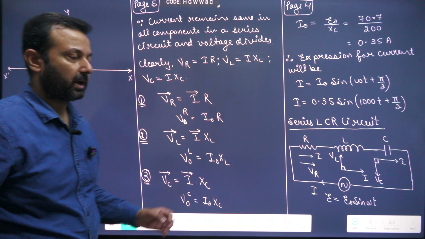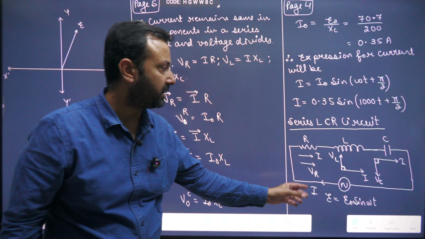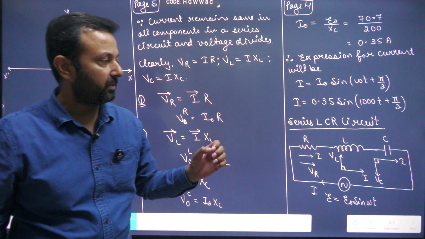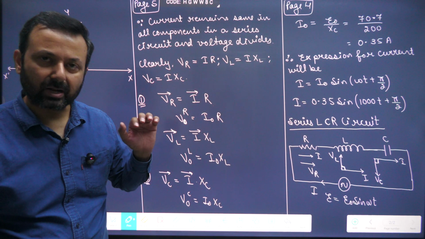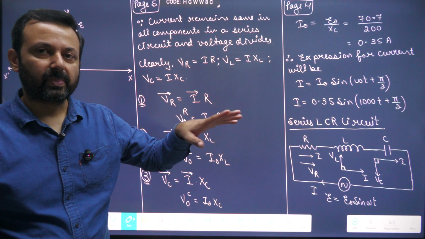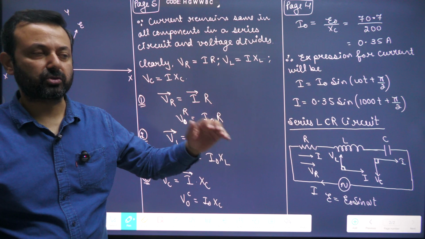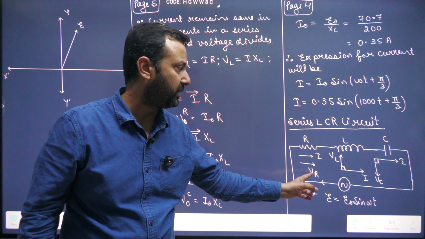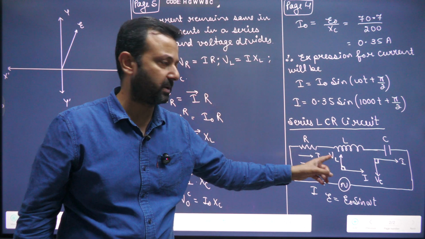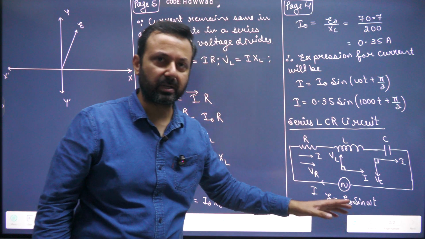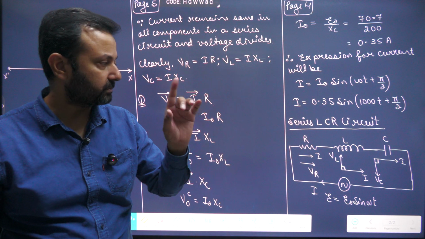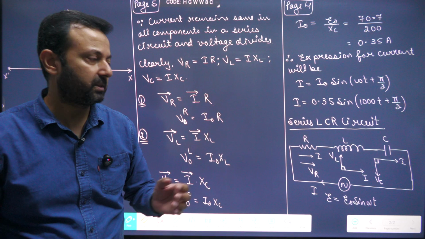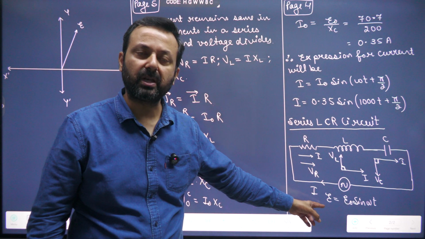So what is E? Actually EMF. This EMF is getting divided into three parts: VR, VL and VC. But VR, VL and VC, they all are not in the same straight direction. They all are in different directions. So when this EMF E is divided into VR, VL and VC, current is going to be the same, and its direction is also the same, but the direction of voltage is changing. So whenever voltage divides, then that voltage is always equal to this EMF E.